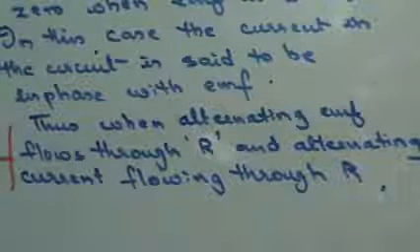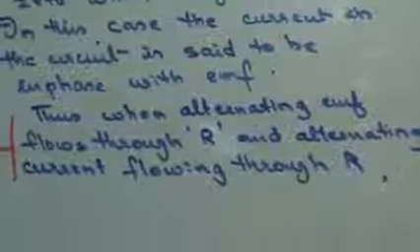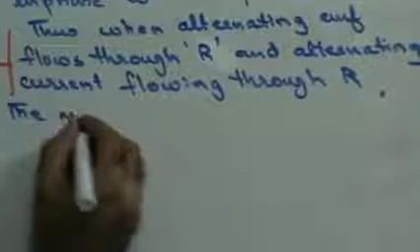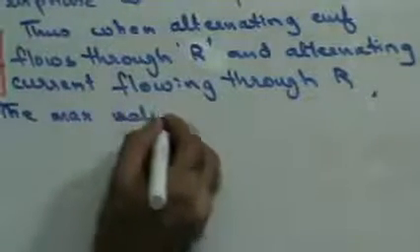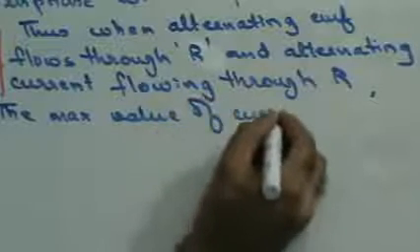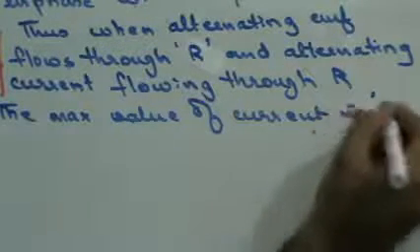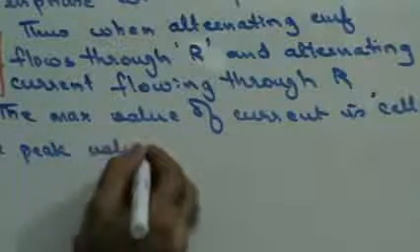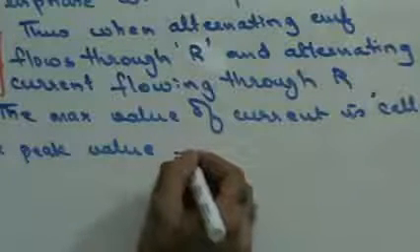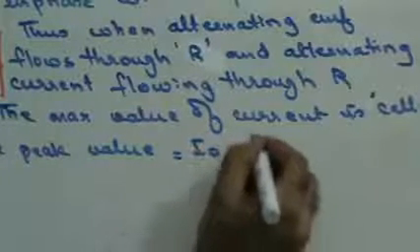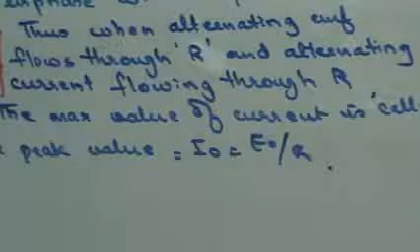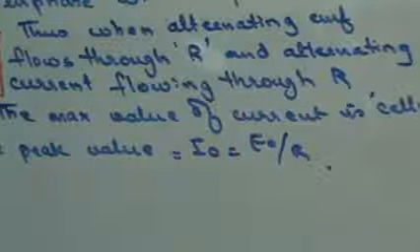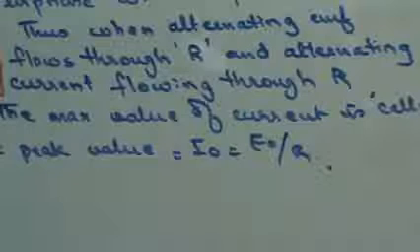Fine, do we get this thing there? I can say that the maximum value of the current is called the peak value of the alternating current. The maximum value of current is called the peak value and is equal to I0, which is equal to E0 upon R. Right? That is going to be my peak value of current.